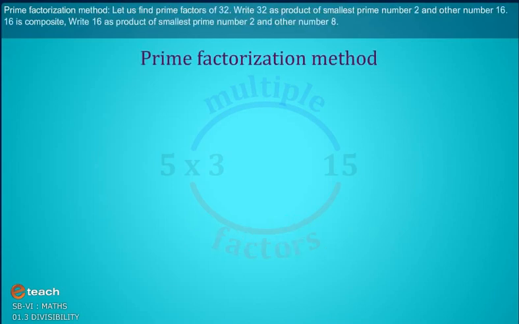Prime factorization method. Let us find prime factors of 32. First, write 32 as product of smallest prime number 2 and other number 16. So 16 is composite. Now write 16 as product of smallest prime number 2 and other number 8.